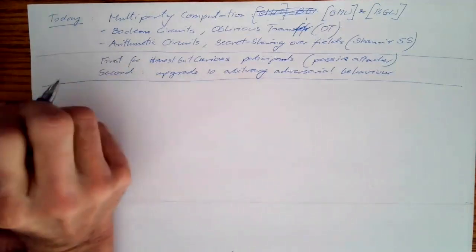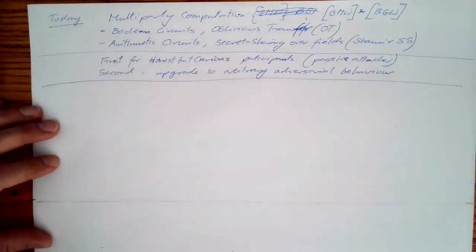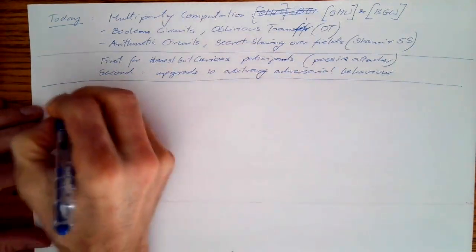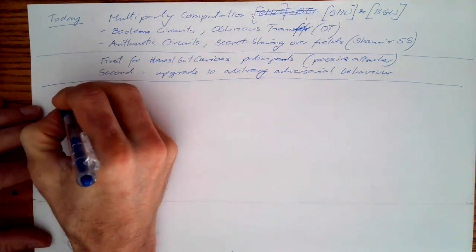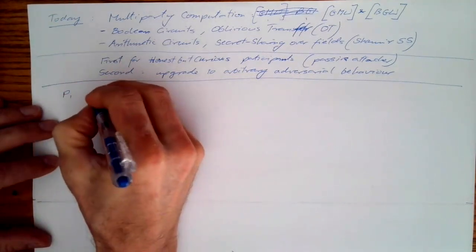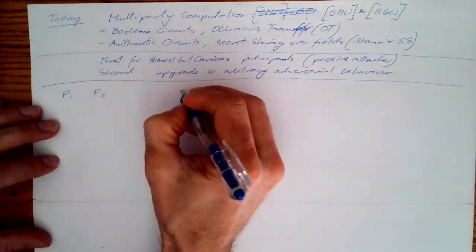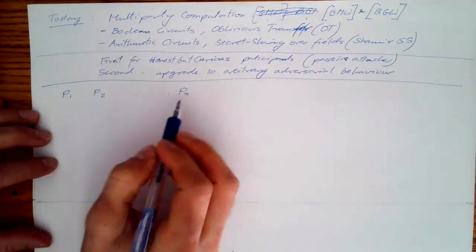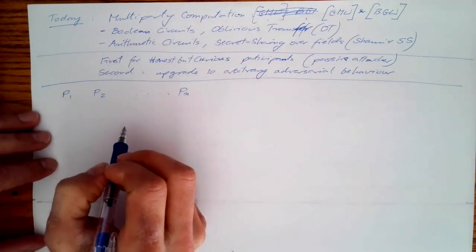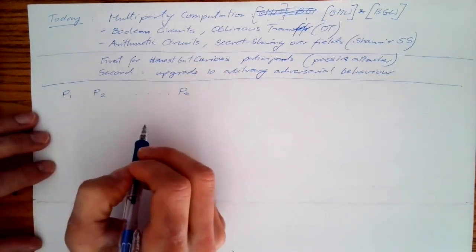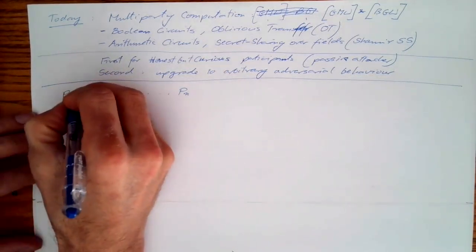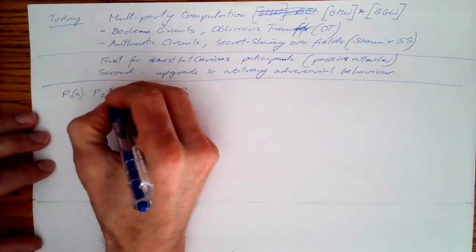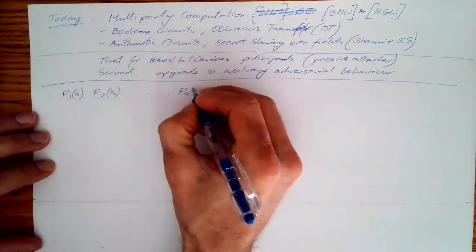So let's do the Boolean circuit based secure computation first. Now, what is the goal of secure computation? So think of a bunch of entities on the network. We're going to call them players or parties, each of which starts with some input, okay?